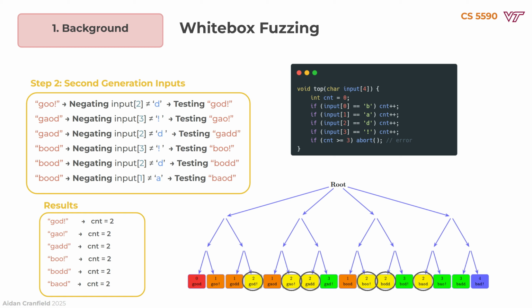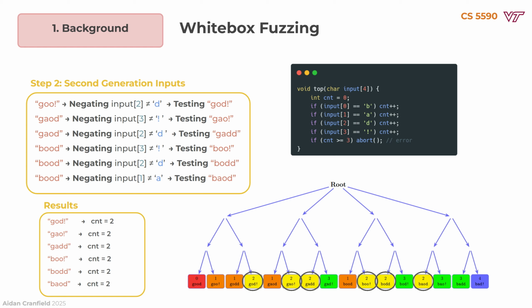Now, we do the same thing as before, but for the second generation inputs. We take the first generation, we negate the constraints as to not have any repeats, and then we have the following inputs to test. I'm not going to go through all of them because there's 6 of them. And when we test, we see that for all of these second generation inputs, the count is 2. So we haven't found an error yet, but we're getting really close and we're on the second generation. And we can see in the tree, the second generation inputs always have 1 character different from the first generation.